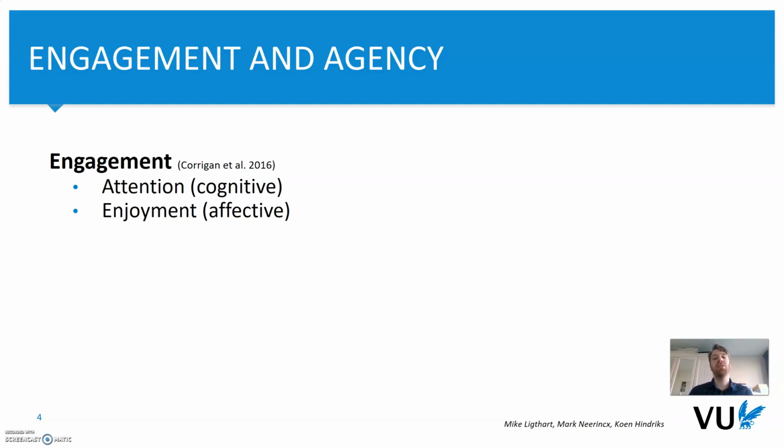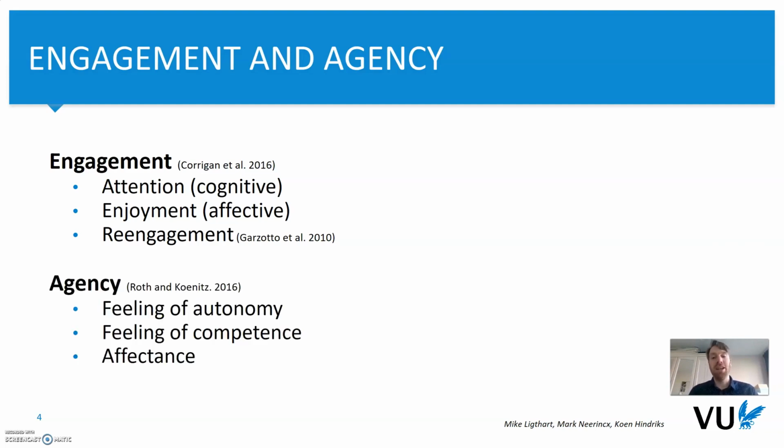It is inevitable that a child disengages and re-engages throughout the storytelling experience. It is the robot's ability to re-engage the child that is essential for the effectiveness of the intervention. And to allow children to get more involved with the storytelling activity, we intend to increase their agency. Following the work of Rutt and Koen on interactive digital narratives, we break down agency in this context into three aspects. The feeling of autonomy, experiencing the freedom to influence the story, and the feeling of competence, feeling competent to influence the story, in this case by communicating with the robot, and affectance, the feeling that your influence actually has an effect or impact on the story.